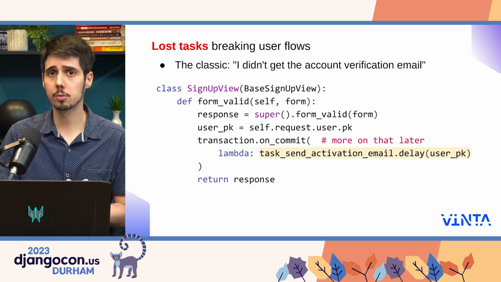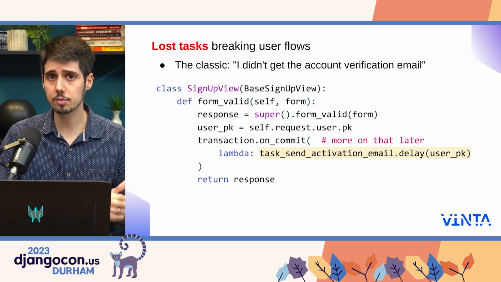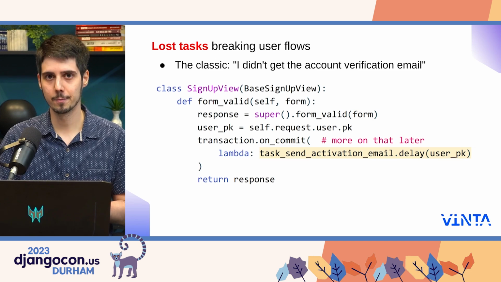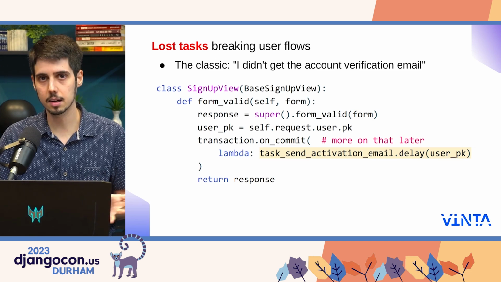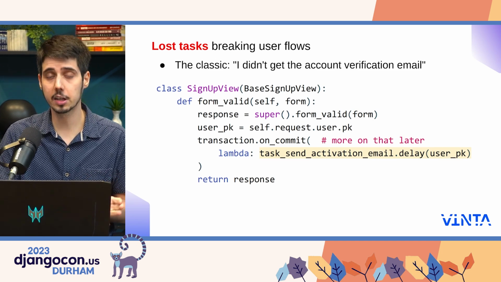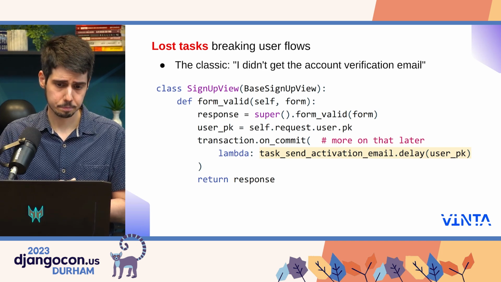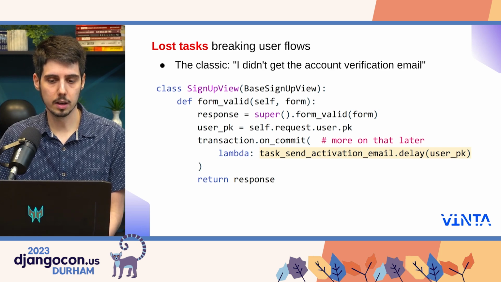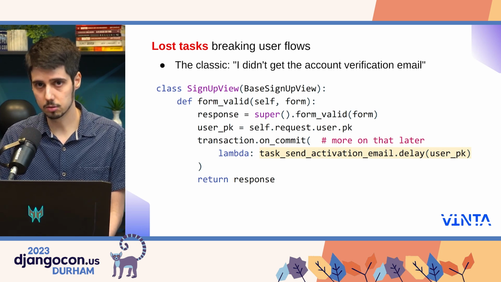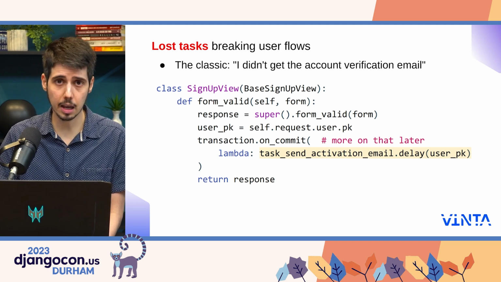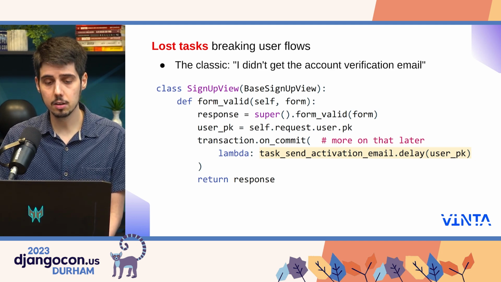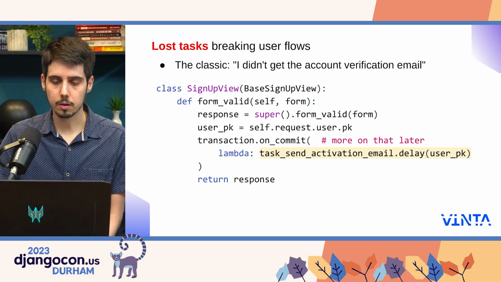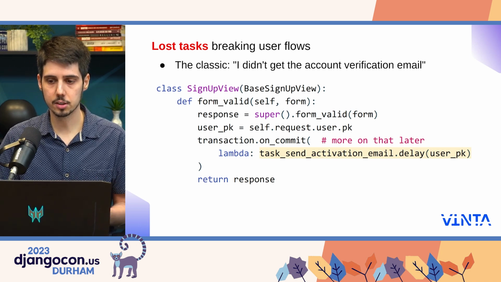It's worth remembering as well that lost tasks break user flows. So there's the classic, I didn't get the account verification email problem, right? The user just signed up and didn't get the account verification email to finish the sign up. So here we have a sign up view from Django, and we are doing the form validation. After the form validation, we already have the response. We already saved the user. So on commit, I'll explain that better later, we are delaying a task to send the activation email.